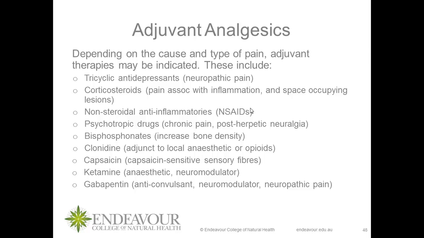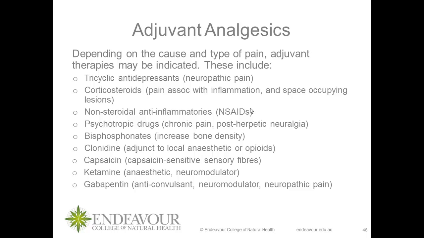Psychotropic drugs, we saw antipsychotics might also be needed to treat chronic pain or postherpetic neuralgia, that pain that's caused after a herpes infection. Use of bisphosphonates to increase bone density might be used as an adjuvant to analgesia, perhaps in people receiving cancer therapies.